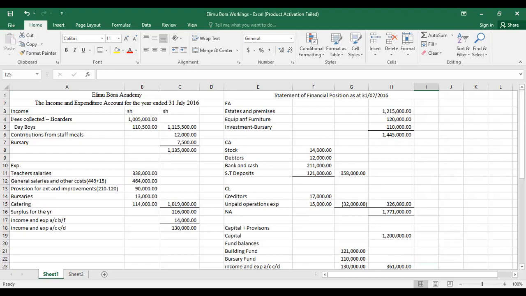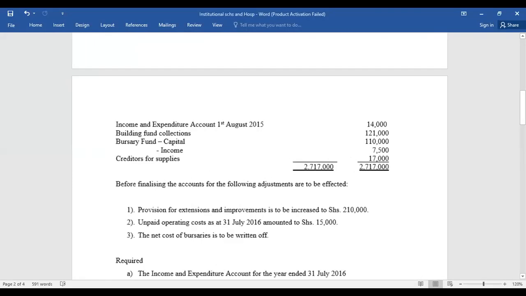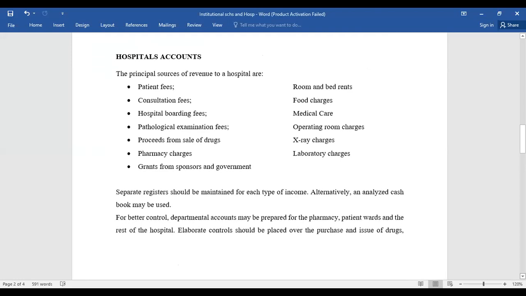So I want us quickly to look at hospitals. Hospitals will also fall in that category. So allow me to stop sharing. Increase the font. I'm saying also hospitals are not for profit making entities, and therefore a trading account will not be prepared equally. What we'll do is try to monitor the incomes and the expenditure items to again ensure that hospitals are not run down.